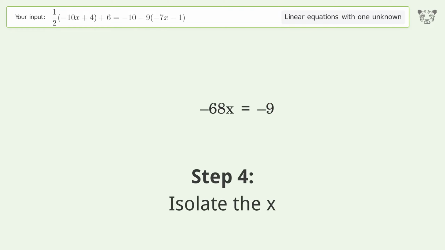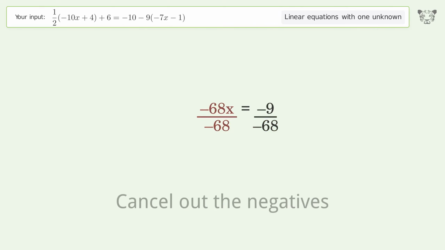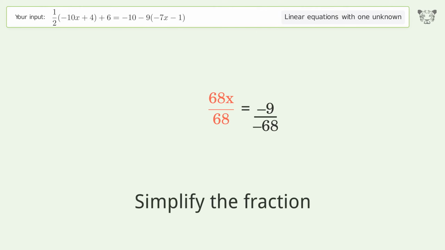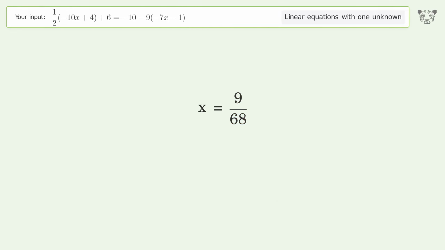Isolate the x. Divide both sides by -68. Cancel out the negatives. Simplify the fraction. Cancel out the negatives. And so the final result is x equals 9/68.